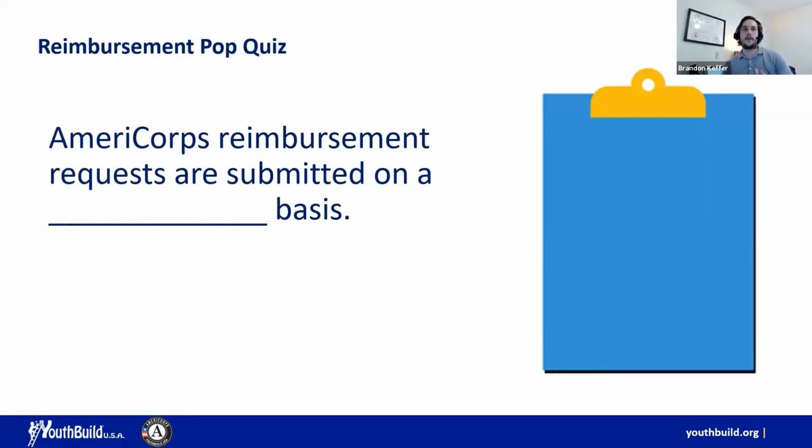Next question, AmeriCorps reimbursement requests are submitted on a blank basis. So how often are you submitting those reimbursement requests? Monthly, exactly. And this is monthly for both grant years, or I guess all active grant years. So you may have an active 1920 grant and an active 2021 grant that you'll be submitting for on a monthly basis.